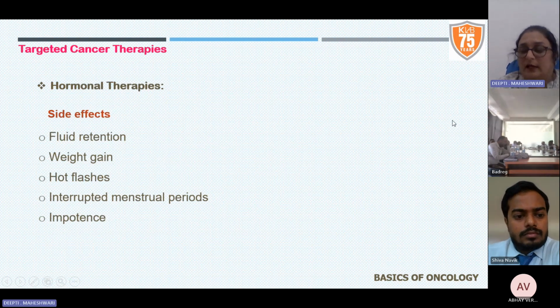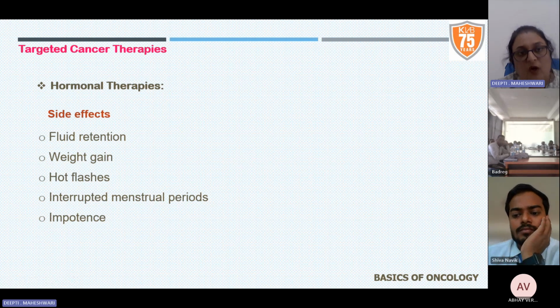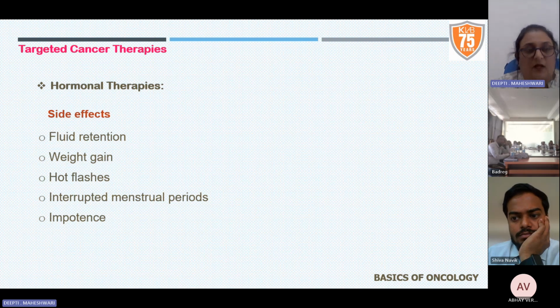Now, like chemotherapeutic drugs have their side effects, which I will be explaining to you, the hormonal therapies also have some side effects. When females undergo some hormonal therapy, there can be fluid retention. Because of fluid retention, the patient's weight gain is also seen, and there is swelling and edema.